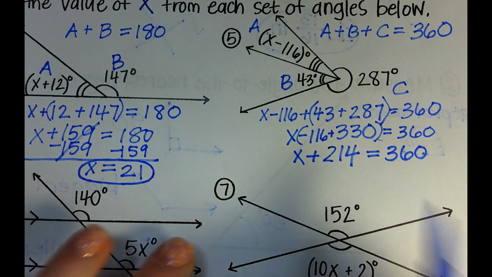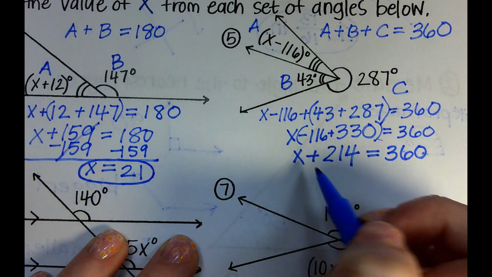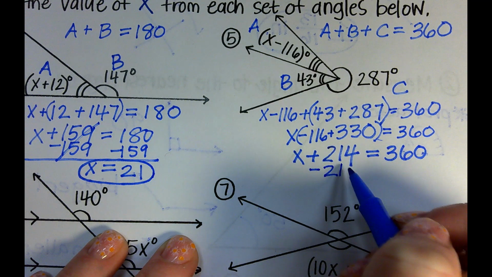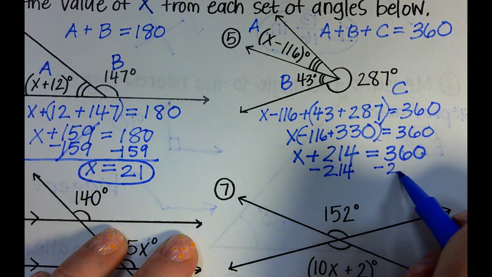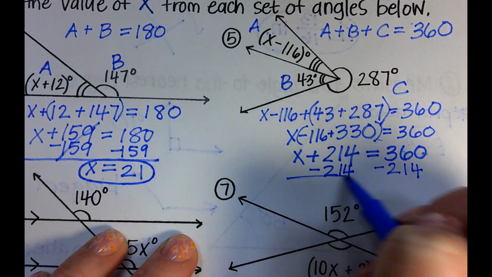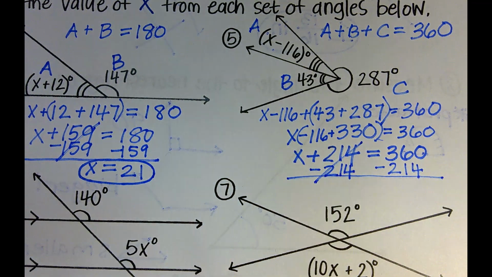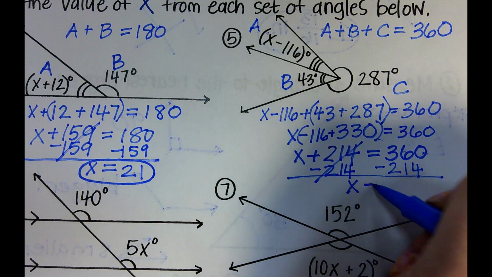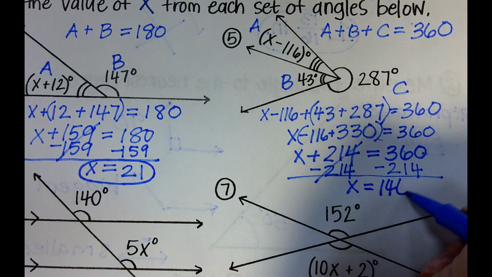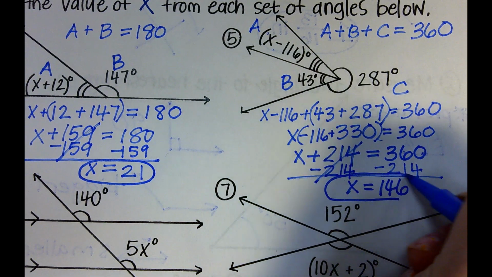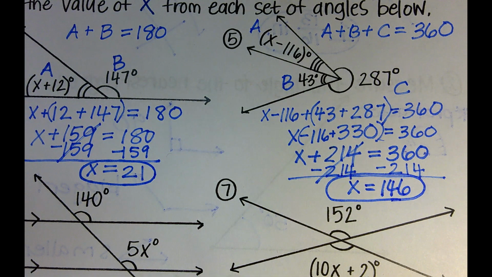Well, no. So what do we do? Subtract 214 from both sides. Now we're doing the opposite. Minus 214. 360 minus 214 equals 146. X equals 146. Awesome. All right.